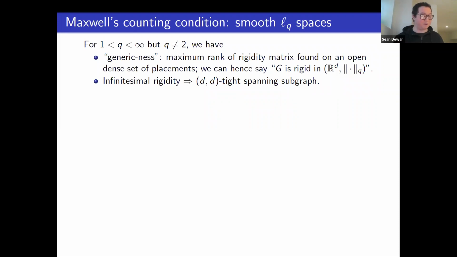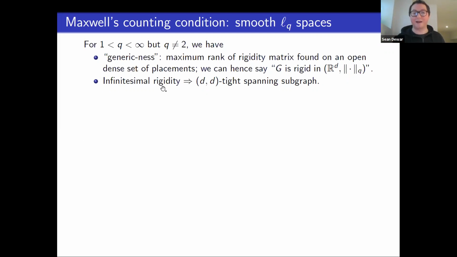LQ spaces are in some ways the perfect balance of Euclidean and non-Euclidean, because from Euclidean they have this idea of genericness. Genericness exists, so you can find placements where, for all intents and purposes, you can think of it as a generic placement. So I am going to now say the graph is rigid in this space, and it's not too ambiguous what we mean. Note that I'm not doing q equal to 1 or infinity, since those two are not smooth. So we're just doing the ones in between.